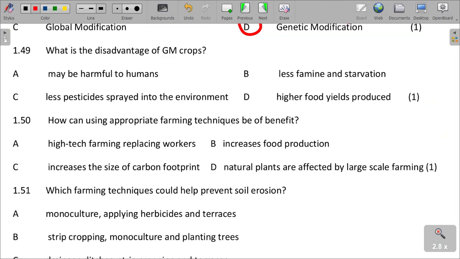And then, what is the disadvantage of genetically modified crops? Genetically modified crops may be harmful to humans. That can be fine. Less pesticides spread into the environment, less famine and starvation, high food yields are not disadvantages; these are advantages. So the disadvantage is that they can be harmful to humans, which is A.